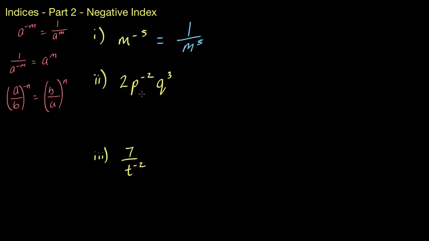Now this one here is a little bit tougher, but we just expand it out. See what we've got here. We've got 2 multiplied by p to the power of minus 2, and then multiplied by q to the power of 3. Now we can also rewrite this as 2 multiplied by, now p to the power of minus 2, well, that's simply going to be 1 over p to the power of positive 2. And then we're multiplying that by q to the power of 3.